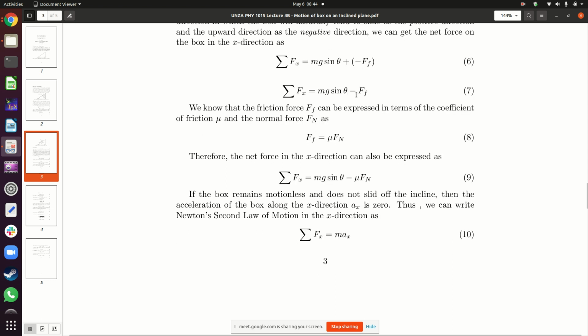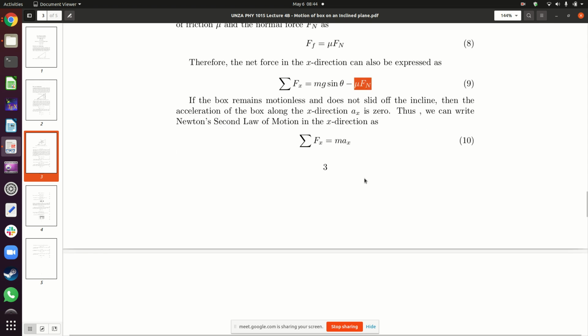However, we know that friction is always expressed in terms of the coefficient of friction and the normal force. Friction is always equal to the coefficient of friction times the normal force. So instead of writing friction there, we substitute the coefficient of friction multiplied by the normal force, like that. So our resultant force along the x direction becomes mg sin theta minus the coefficient of friction multiplied by the normal force.